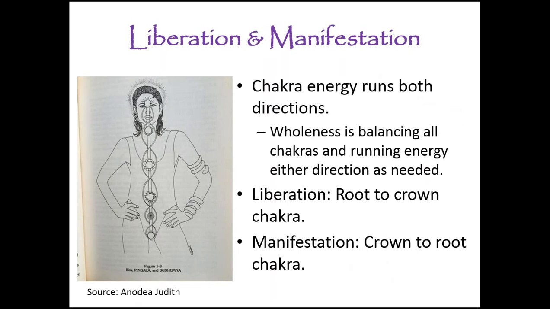Now, one of the other things that, again, Anadia Judith spoke about was the current of liberation and the current of manifestation. Basically, what she is saying, as you look at any of these three major energy currents, is that chakra energy runs both directions. Wholeness is being able to balance all the chakras and run the energy in either direction, however it is necessary. So the liberation current runs from the root chakra to the crown chakra, and the manifestation current runs energy from the crown chakra down to the base of the spine and the root chakra. Again, this is something that becomes important to understand here.